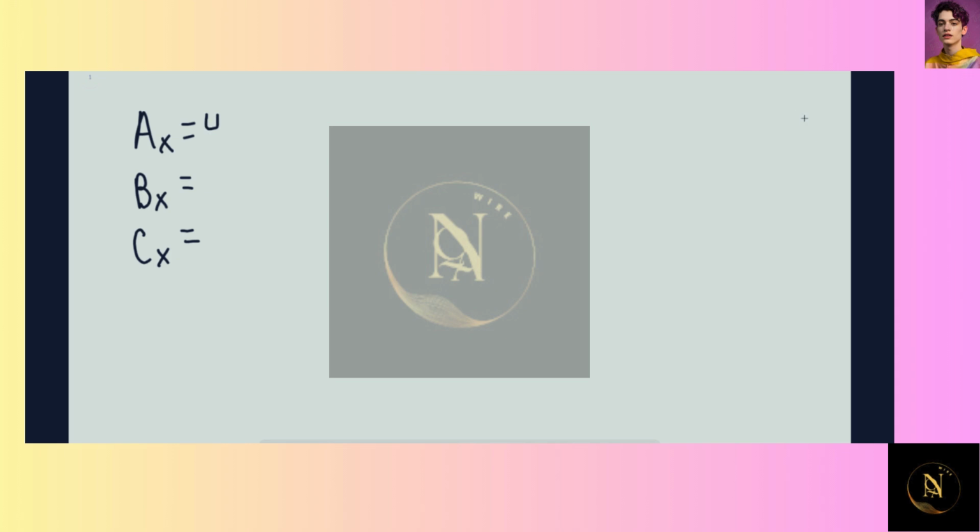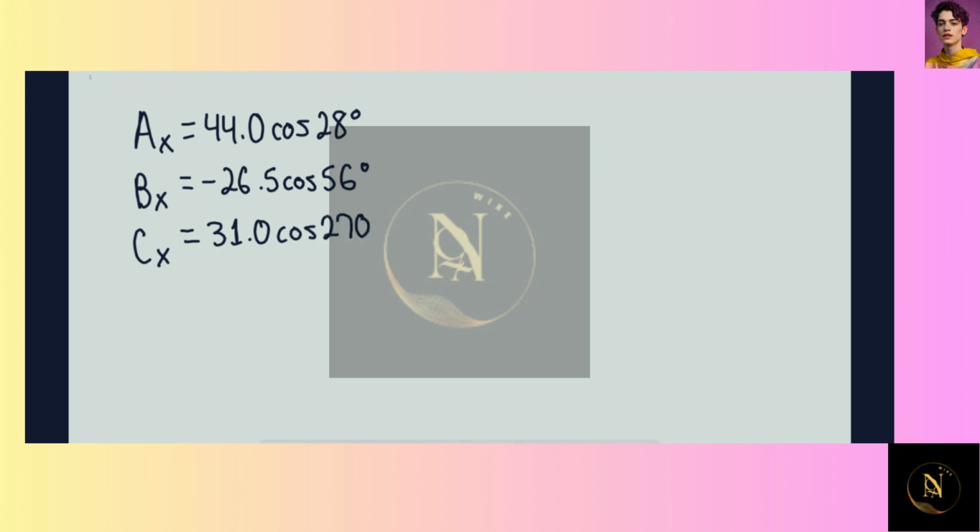This is going to be 44.0 cosine of 28 degrees. This is going to be negative 26.5 cosine of 56 degrees. This will be 31.0 times cosine of 270 degrees. Let's solve. So this is going to be 38.85. This will be negative 14.82, and this will be 0.